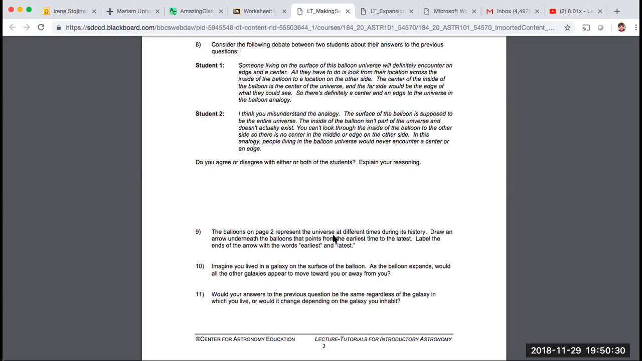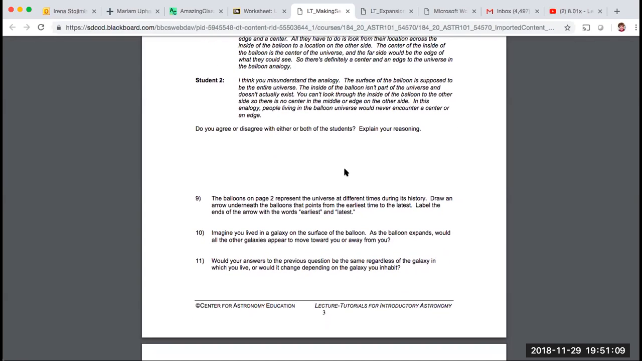Student 1 is wrong from the first sentence because they're saying by definition that the balloon doesn't have a center or an edge. That it does have, right? That's what they say, center and the edge. What does student 2 say? The surface of the balloon is supposed to be the entire universe. So is he correct? Yes. Then it's she. Okay, so she's correct. Number 9.